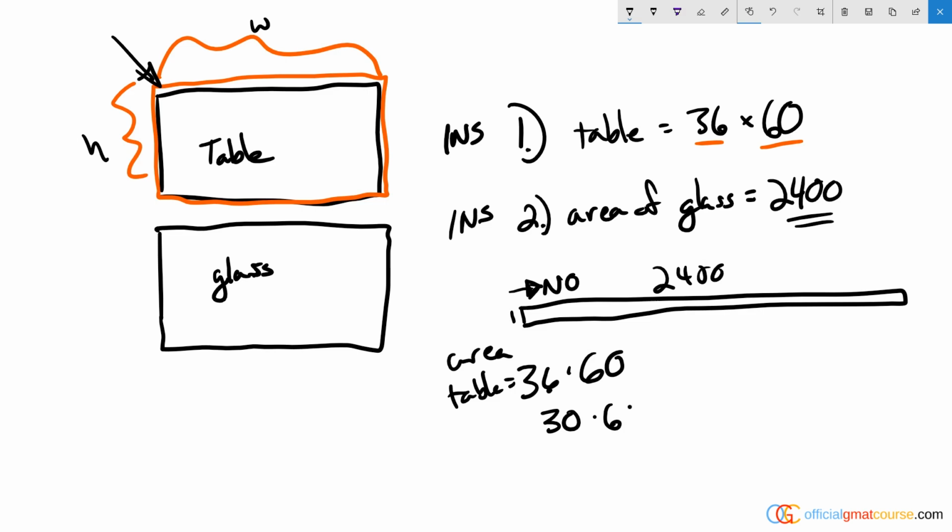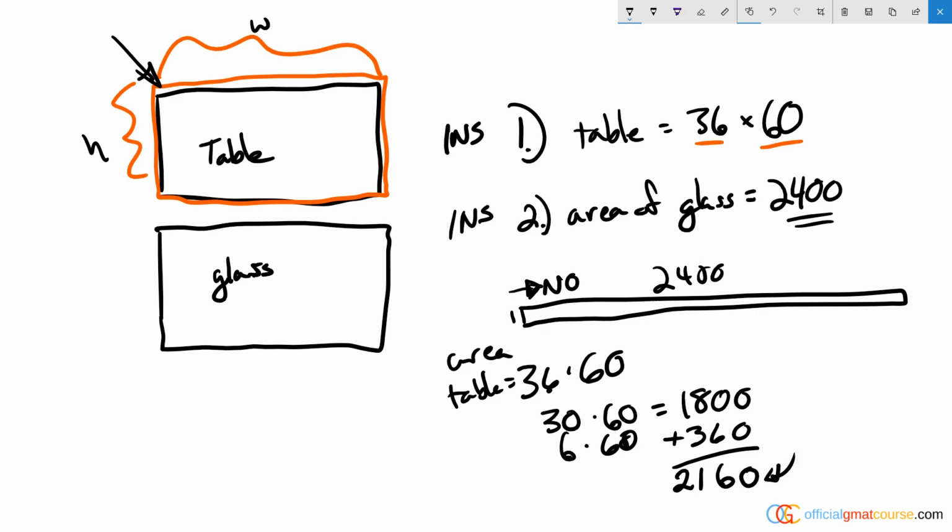And 30 times 60 is equal to 3 times 6 is 18 with 2 zeros. And then 6 times 60 is equal to 36 with 1 zero. And if we add these together, we get the total area of 36 times 60, which gives me 2160 for the total area. So the area of the table is 2160, which means it is possible in some scenario to cover it with this glass.